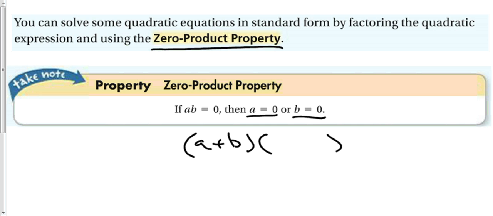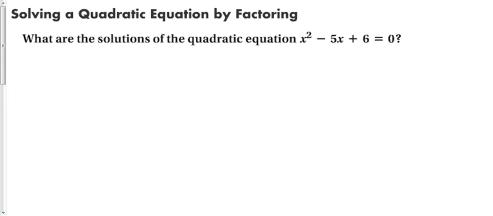A plus B, A plus C, it doesn't matter, whatever it is. When I have these two things equal to 0, one of these two terms must be 0. That's what the zero product property says. Okay, so let's see how to use it. We're going to solve a quadratic equation by factoring.